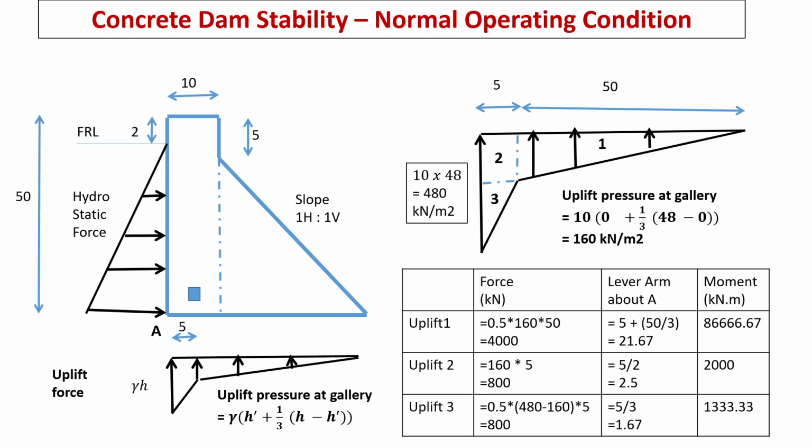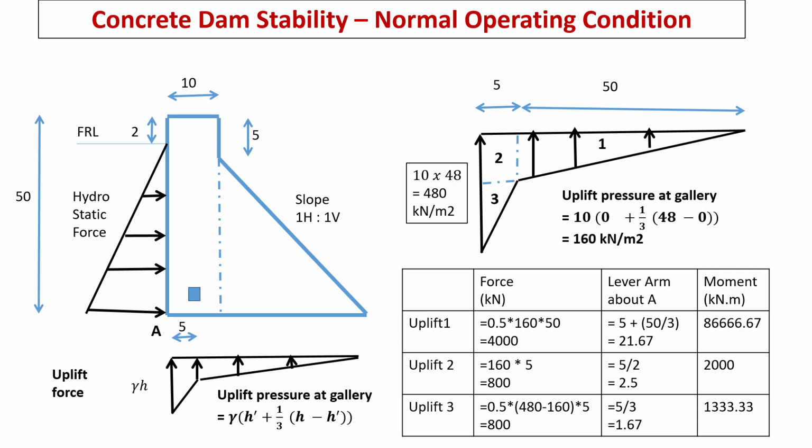In the formula, H- is denoting tail water level. The uplift at the gallery is tail water head plus 1/3 of the difference between reservoir head and tail water head. In our case, the reservoir level is 48 meters. There is no tail water level in this condition, so H- is 0. Substituting this, we will get the uplift pressure value at the gallery location.